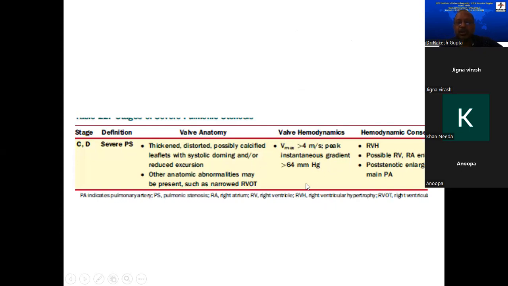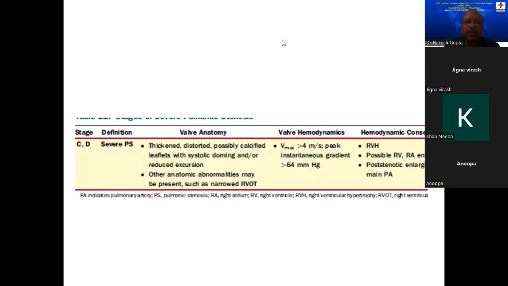This is a cut from guidelines. More than 4 is considered as severe stenosis. But in our day-to-day practice, we call them mild, moderate, severe when the gradients are 25 to 35, 35 to 45, and more than 45. Around 36, we call them mild; 46, moderate; 56, severe. But the most important thing to remember is that anything considered severe is a gradient of 4 meters per second.